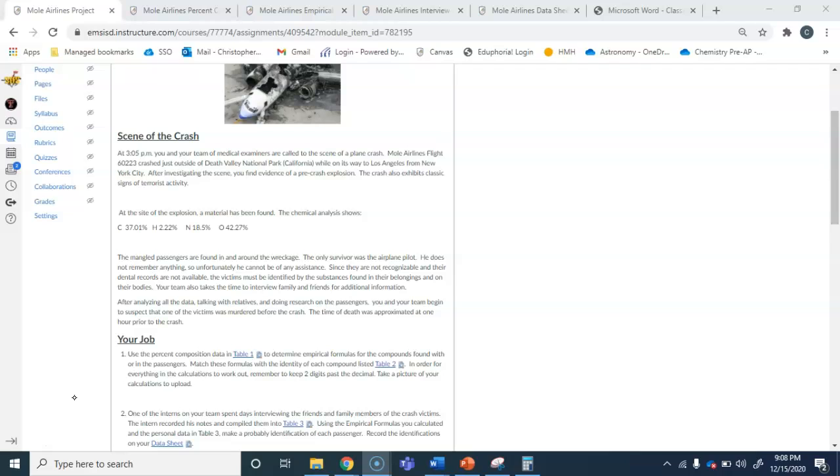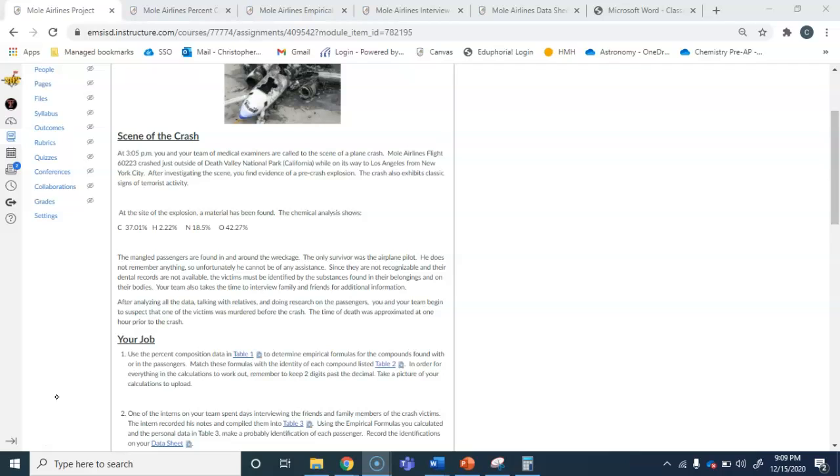If you know how to do that and you're just kind of confused with this project, then this video is going to help you work a few examples and kind of show you what to do with the data. Now with this project, you're given all this information here. There's a scene of a crash. There's some information about percentages of a substance that was found at the scene. And you can see here we have carbon, hydrogen, nitrogen, and oxygen. And then you're given percentages.